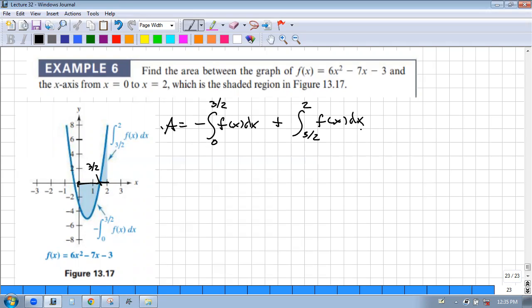Does that make sense? Okay, so let's do this. We got a minus integral 0 to 3/2. F of x is this, 6x squared minus 7x minus 3. And then from 3/2 to 2, the same thing.